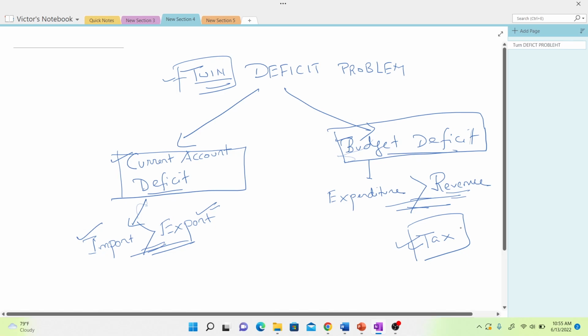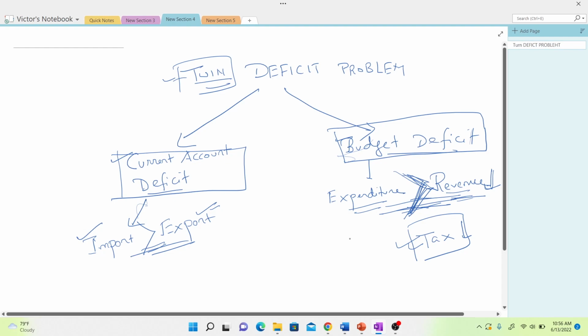Now, when Sri Lanka announced sweeping tax cuts, what happened? Taxes down means revenue also goes down, right? When revenue goes down, what happens? The expenditure does not go down, expenditure remains the same, but revenues are down. What does it mean? Expenditure becomes much more than revenues. The gap between expenditure and revenue has substantially increased.